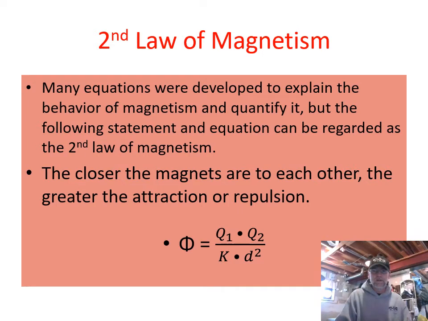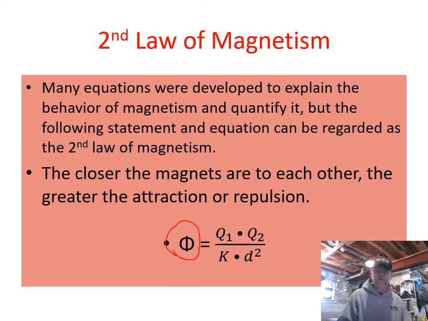So let me get my writing tool here. I'll circle this. This is the Greek letter phi, which represents magnetic force. How do we calculate that? This is the force between two objects. Q1 times Q2 represent the magnetic strengths of those two objects, divided by K times D squared. Well, K is just a constant, don't worry about that. D squared, D is distance.